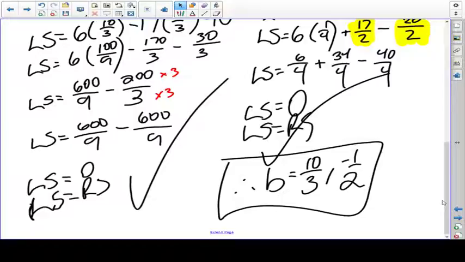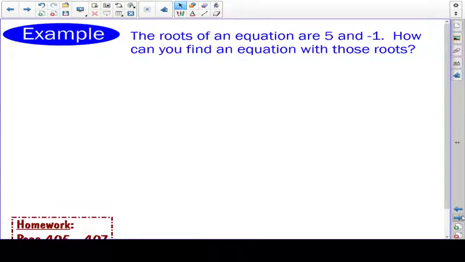The roots of an equation are 5 and negative 1. How can you find an equation with those roots? This is a neat question. It's a neat question because it's completely different than the other questions we've done. The first two questions we've done, we've been given an equation and we've been asked to factor it and solve for the letter. Here we are being given the values. We're given the values and it says, what's an equation that has those answers?